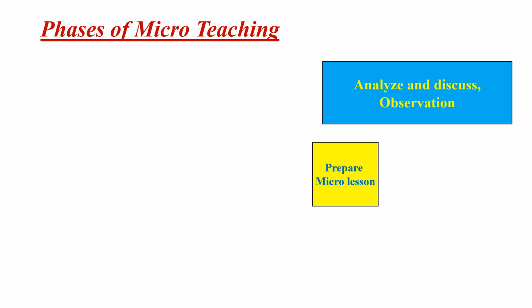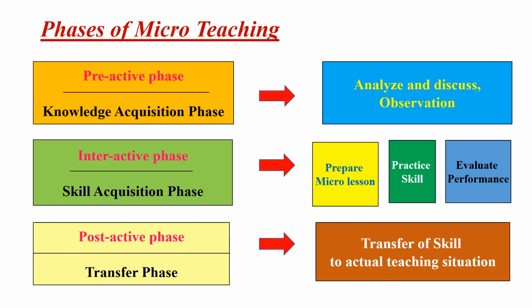Now, phases of micro teaching. There are basically three phases: pre-active phase, interactive phase, and post-active phase. The pre-active phase is basically a knowledge acquisition phase where you analyze, discuss, and observe. Then comes the interactive phase, a skill acquisition phase where you prepare a micro lesson, practice that skill, and evaluate your performance. Third is the post-active phase, that is the transfer phase. Now you have learned everything and the transfer of skill to the actual teaching situation occurs.